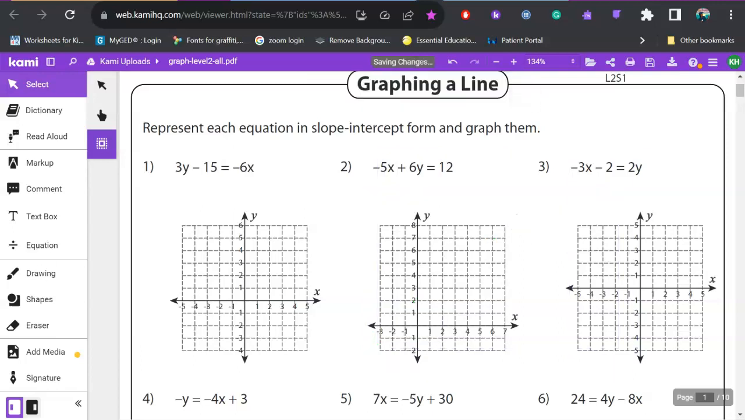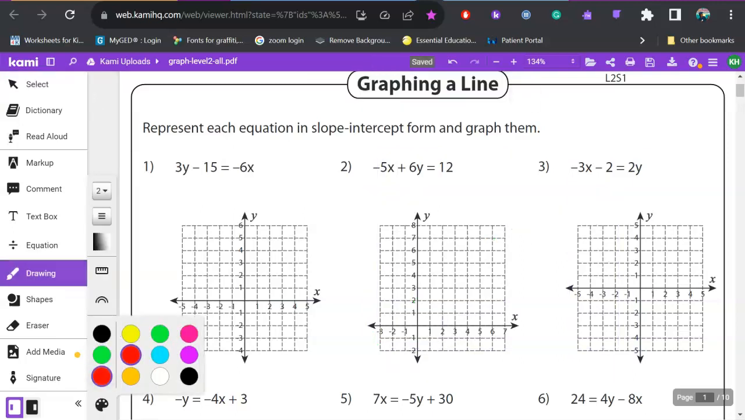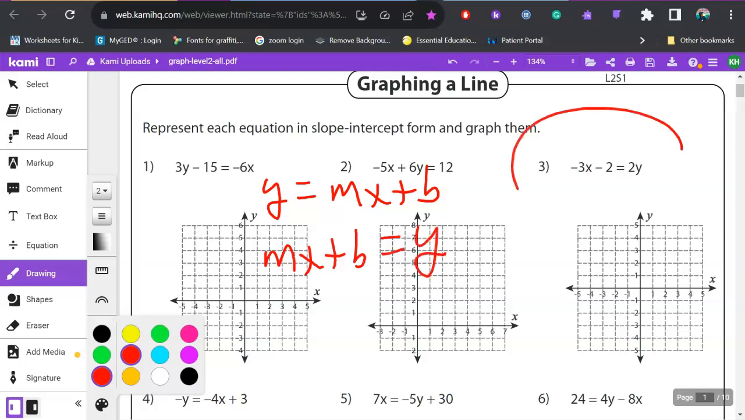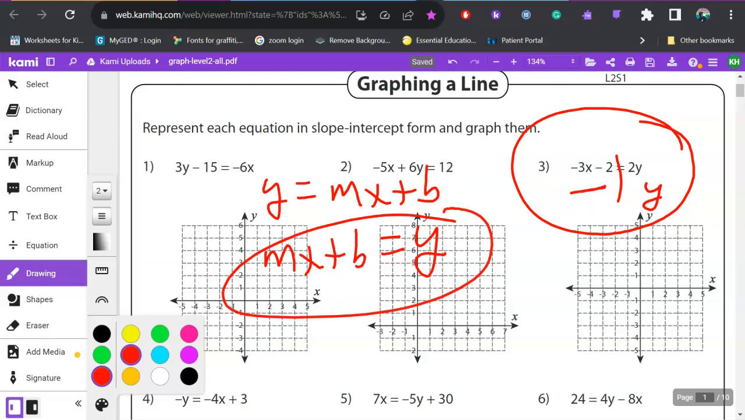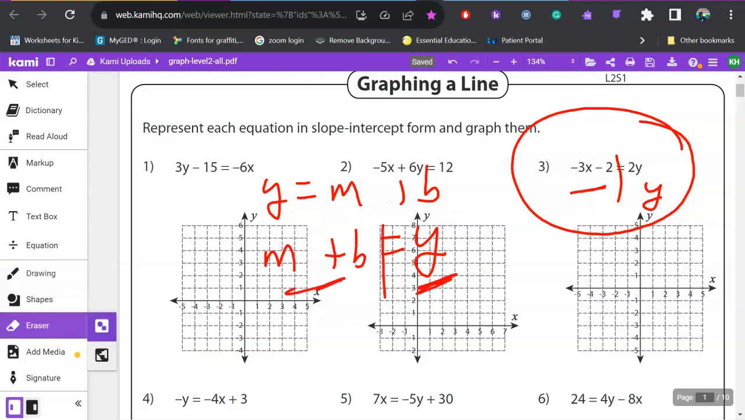Remember what I was saying, that our formula is either going to be y equals mx plus b, or it could even be mx plus b equals y. That's exactly what's happening over here. Look at it. Y is already on this side of the street, and mx plus b is on that side. So we don't have to move anything around. We just need to get rid of that 2.